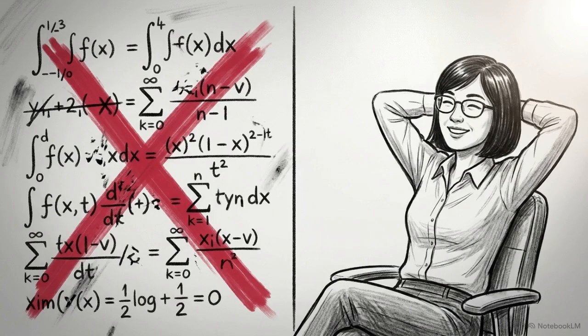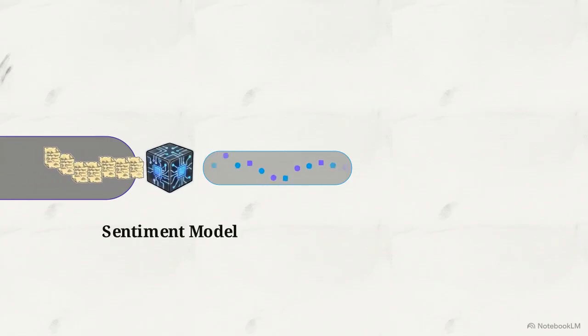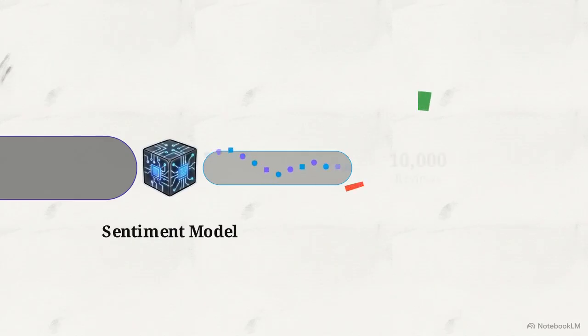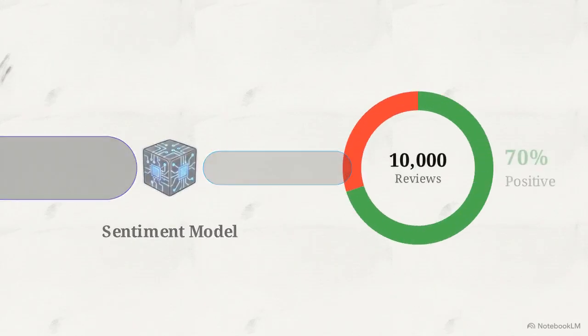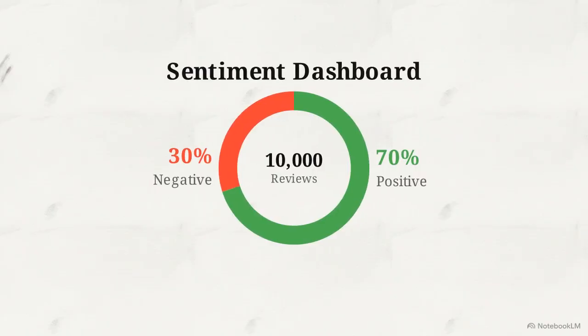Sarah doesn't have to build complex mathematics from scratch to finish her task. She can apply a pre-built machine learning sentiment model to all 10,000 reviews at once. This pipeline shows exactly what that model accomplishes. It ingests thousands of informal, chaotic text documents, determines the context, and translates it into a clean dashboard metric, a 70% positive, 30% negative split across the entire customer base.